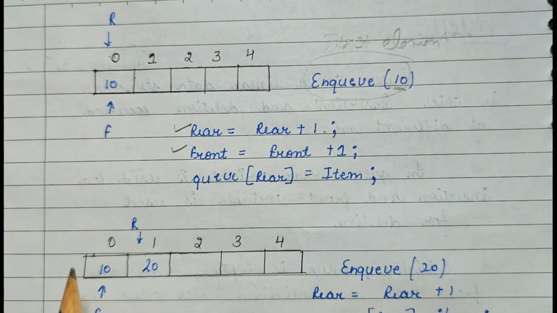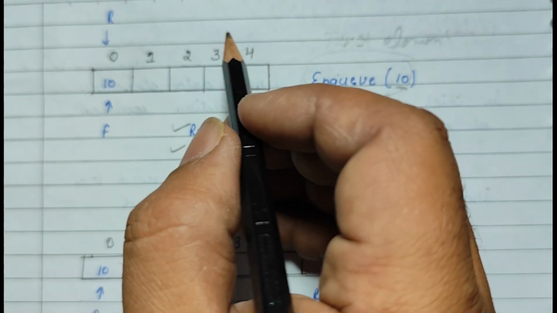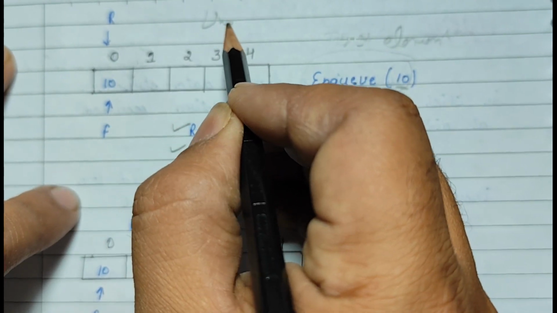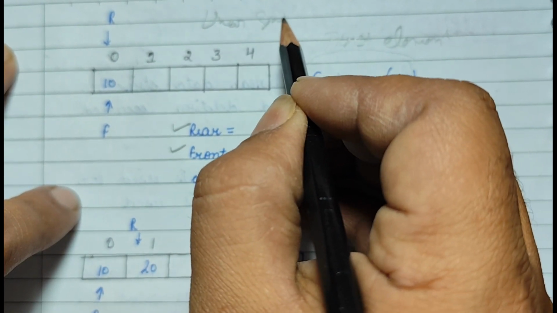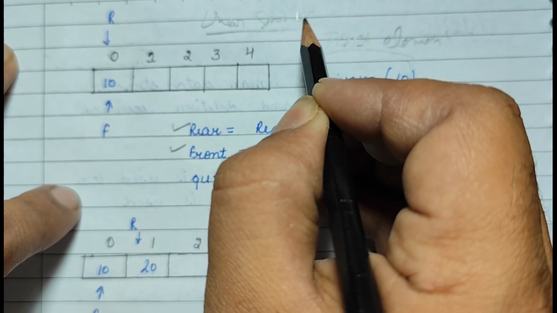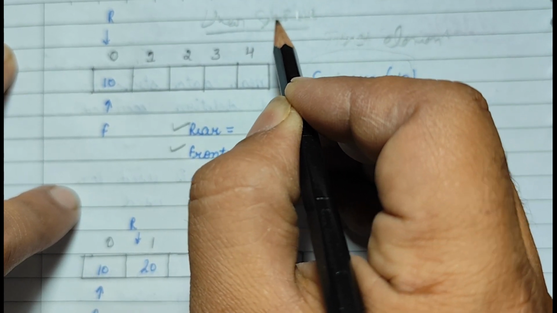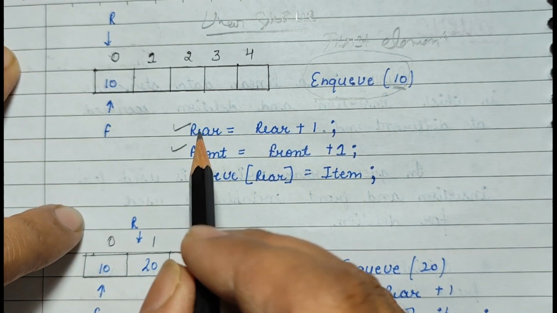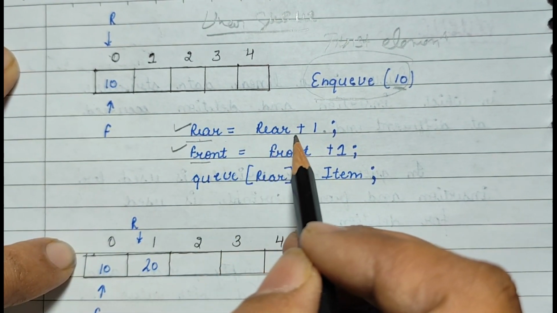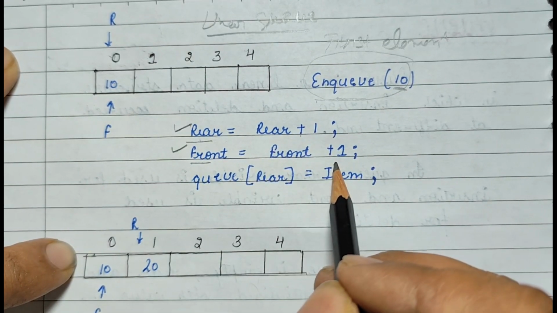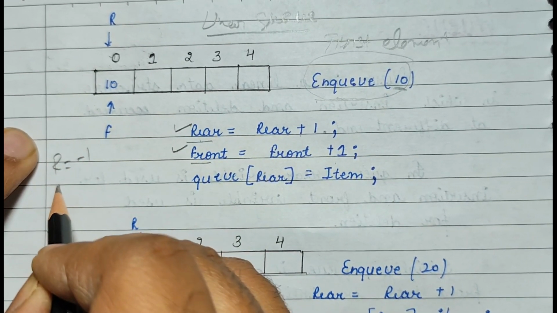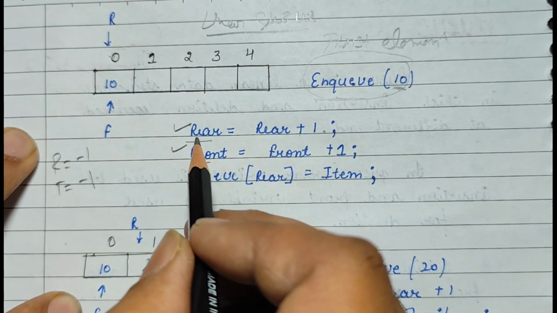We are implementing a linear queue. In a linear queue, the formula for updating rear and front is rear is equal to rear plus 1, front is equal to front plus 1. So at the starting time, rear has a value -1, front has a value -1. Now we apply this formula.